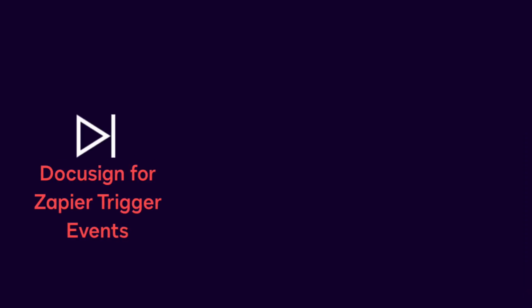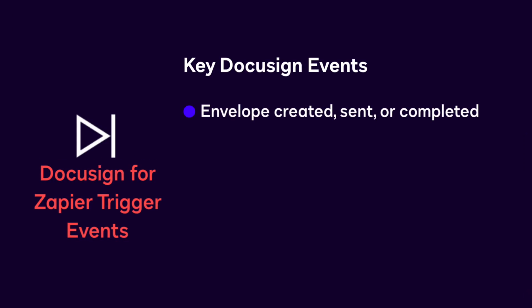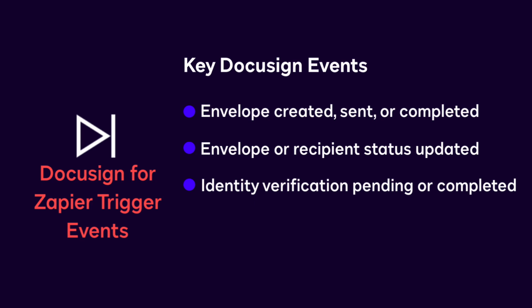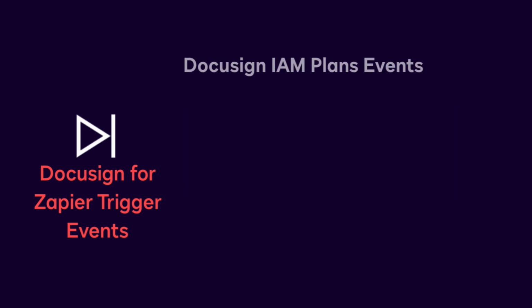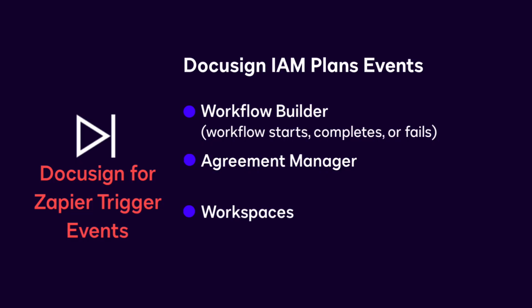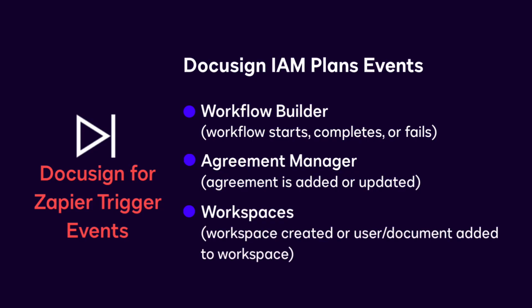The DocuSign for Zapier integration includes many trigger events for key DocuSign events, such as when an envelope is created, sent, or completed, when an envelope or recipient status is updated, and when an identity verification is pending or completed by a recipient. If you have a DocuSign IAM plan, you can also use events for key Workflow Builder, Agreement Manager, and Workspaces events. For example, you can start a Zap when a workflow starts, completes, or fails, when an agreement is added or updated in Agreement Manager, and when a new workspace is created, or when a user or document is added to a workspace.